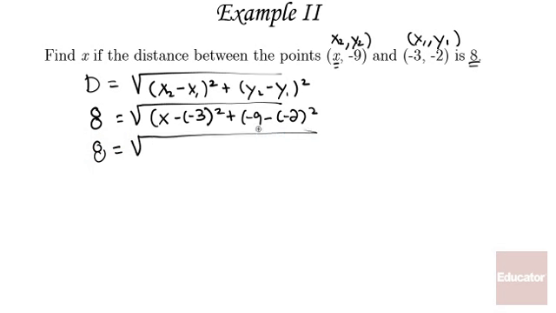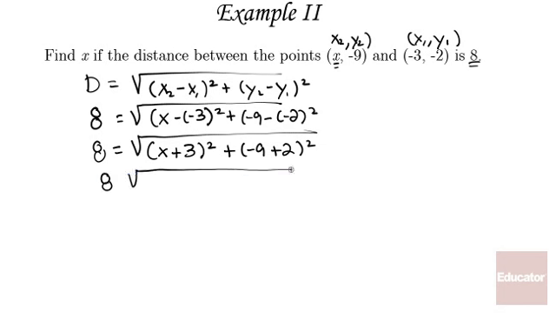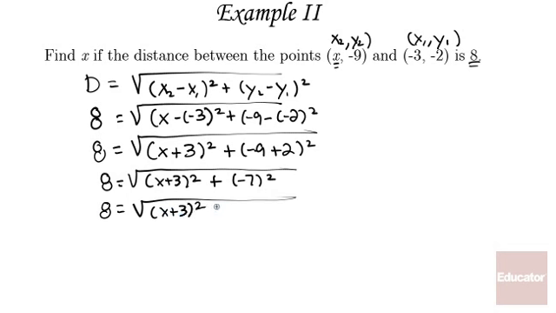So 8 equals the square root of x minus -3 squared, which simplifies to x plus 3 squared, plus -9 minus -2 simplifies to plus 2. Continue to simplify this. This gives me x plus 3 squared plus -9 plus 2 is -7 squared. So 8 equals the square root of x plus 3 squared plus 49.